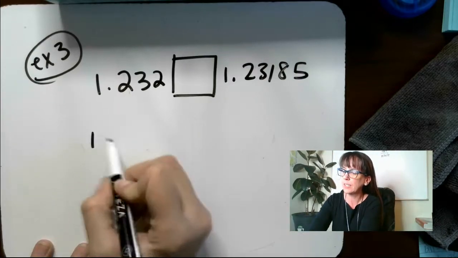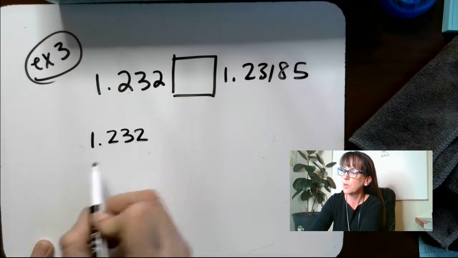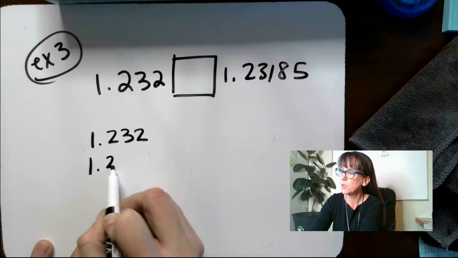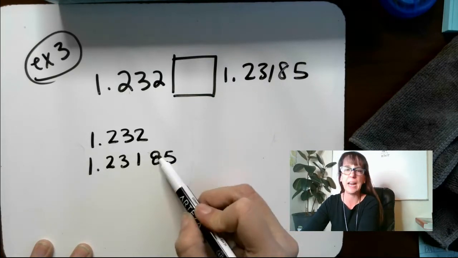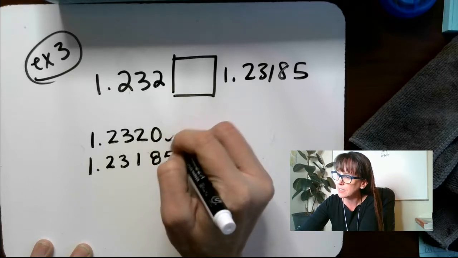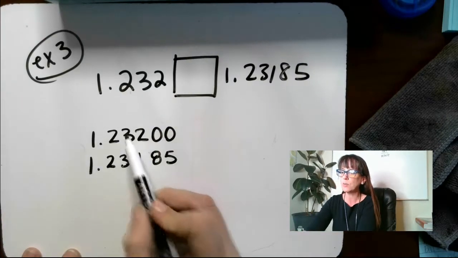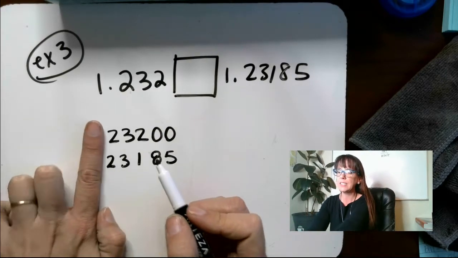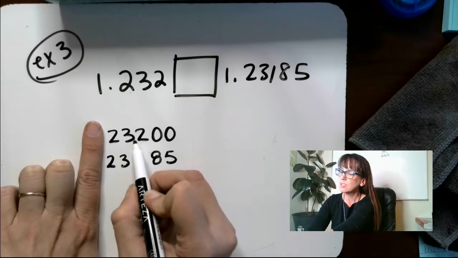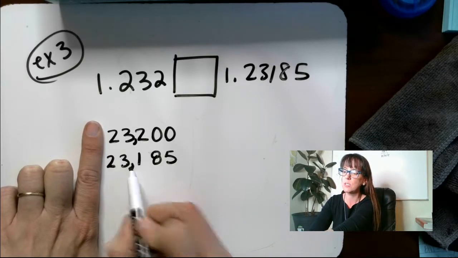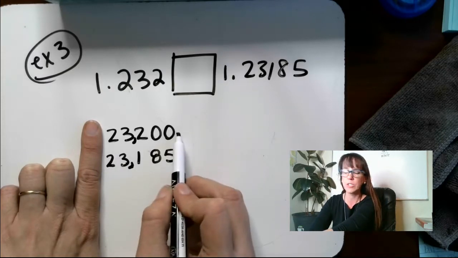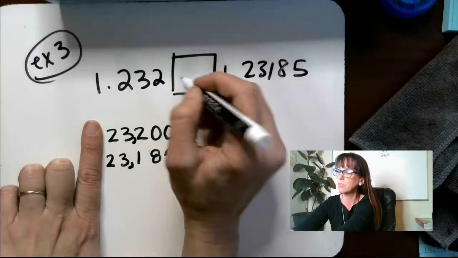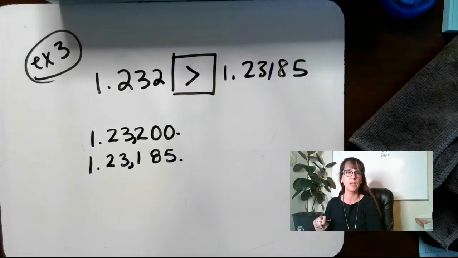But let's say we compare like this, 1.232 and 1.23185. Well, we see that there's an 8 and a 5, so we're going to throw in a 0 and a 0. All right, well, again, we forget that the decimal's there, right? We look at this, this is 23,200, this is 23,185. Which of those is larger? This one, the 200, that's larger than 185. So it's going to be this one right here, okay?